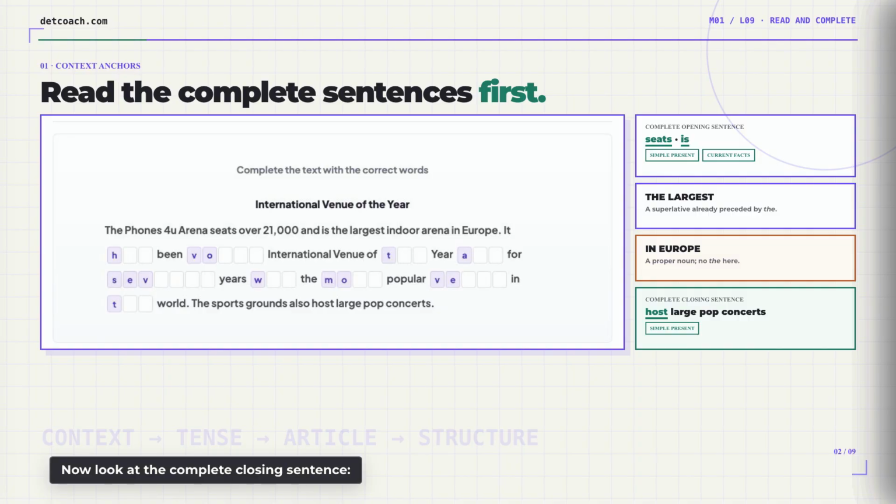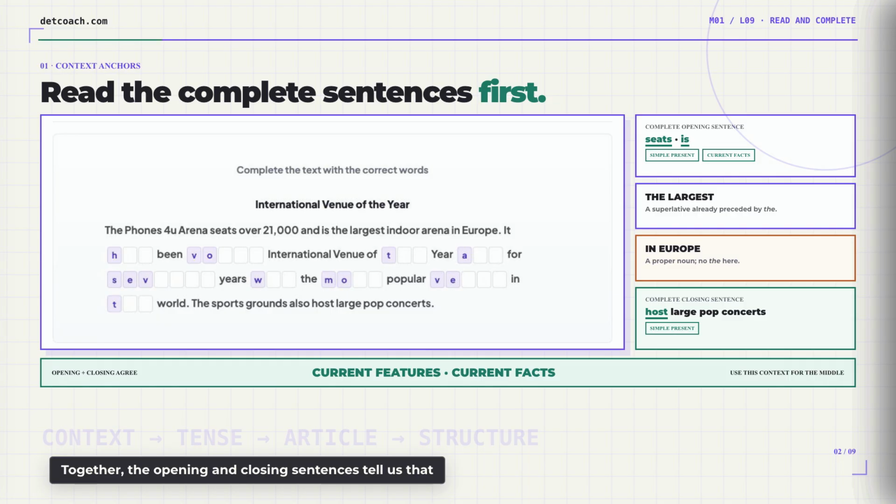Now look at the complete closing sentence. The sports grounds also host large pop concerts. Host is also in the simple present. Together, the opening and closing sentences tell us that the passage is primarily stating facts about the venue. That context will help us determine the tenses in the middle sentences.